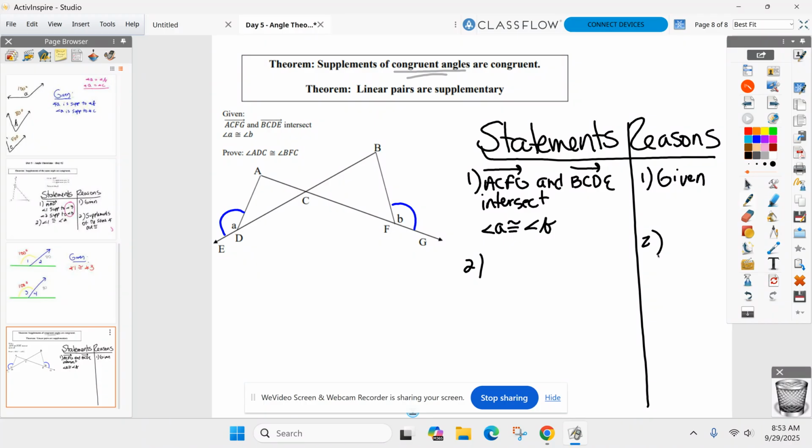All right. Now look at the proof statement. Can you find those 2 angles in the proof statement, please? Angle ADC and angle BFC. I will highlight them on my diagram. There they are. Those 2 angles I need to get congruent. Look where they are. They are right next to the angles we just marked.